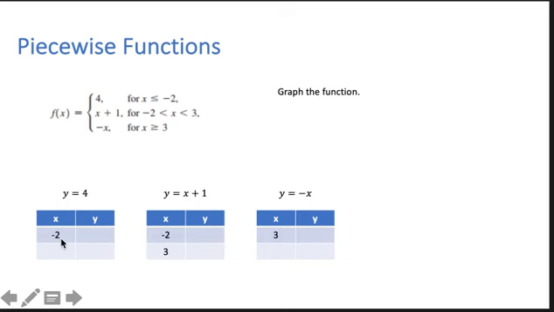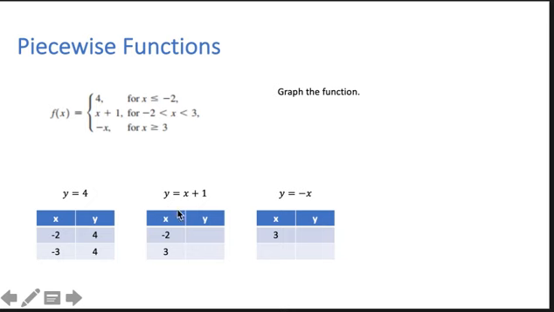So I've plugged them in on the next screen. I have to plug -2 into the first piece. I have to plug -2 and 3 into the second piece. And I have to plug 3 into the third piece. So when I plug in -2, I get 4. When I plug in -3, I get 4. Why did I use -3? Because it's less than -2.